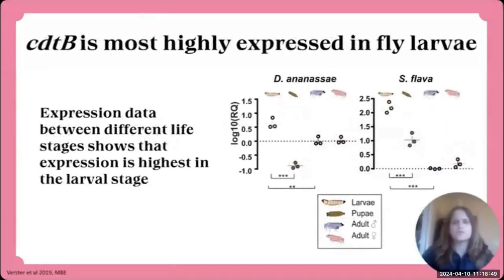In order to understand a little bit more about under what context CDTB is important, we checked expression of CDTB across different life stages in two species, in Drosophila ananassae and Scaptomyza flava, the leaf-eating fly. And in both species, we found that it was most highly expressed in the larval stage. This suggests that the gene is more important during this life stage.